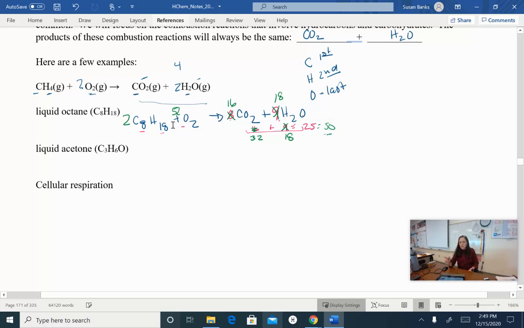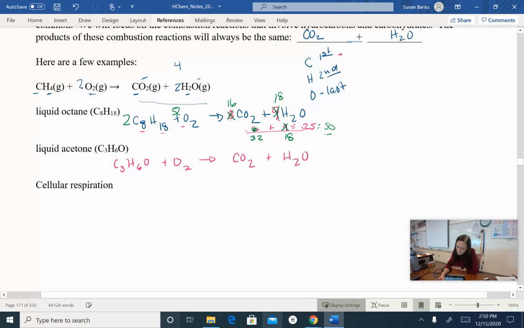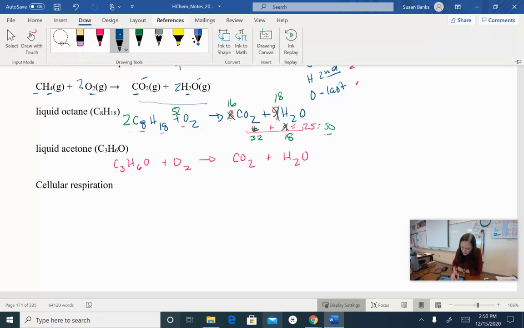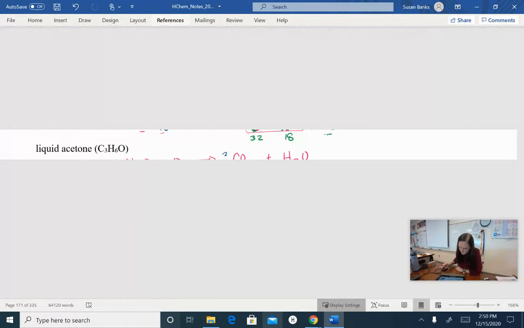So acetone. Acetone is C3H6O, and we're going to burn it in the presence of oxygen. And our products are always, always carbon dioxide and water. Okay, so remember, we always do carbons first, hydrogen second, and oxygens last. So we're going to look at our carbons first. Okay, so I've got 3 carbons right here. I need to multiply my carbon dioxide by 3.